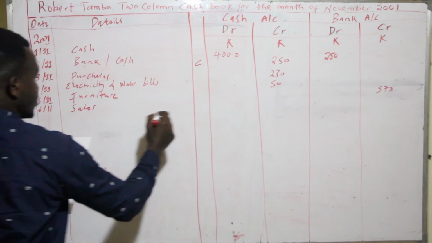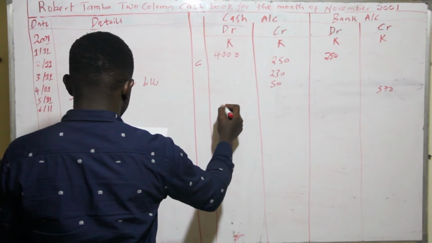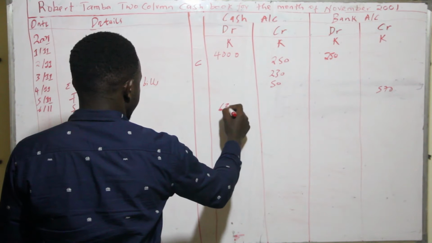So we're going to say sales, and we are going to debit that amount, 630.